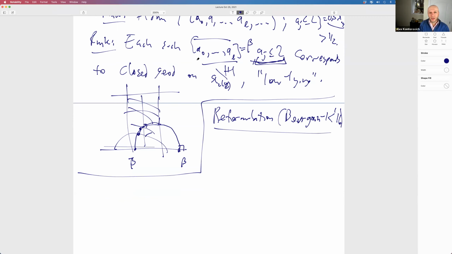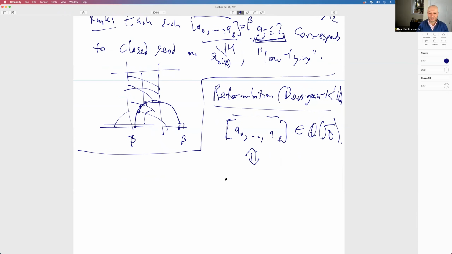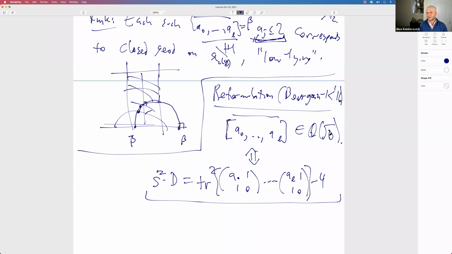There's a simple observation, which is that beta, or the number A0, A1 up to AL, lies in Q adjoin root D if and only if, when you take the matrix product (A0, 1, 1, 0)(A1, 1, 1, 0) and so on up to (AL, 1, 1, 0), and multiply all these matrices, the trace squared of this thing minus 4 has square-free part D. So let me call this equal to some other square times D, where D is a fundamental discriminant, the discriminant of this quadratic ring.